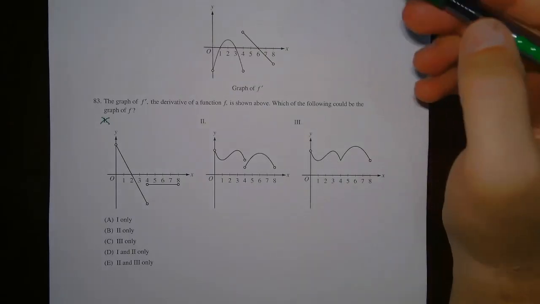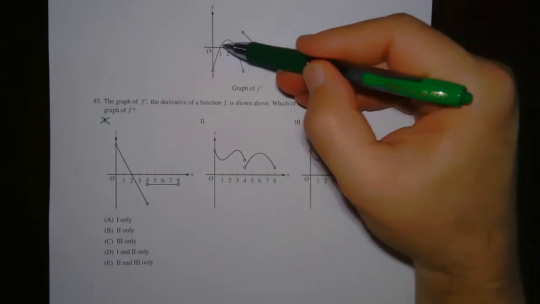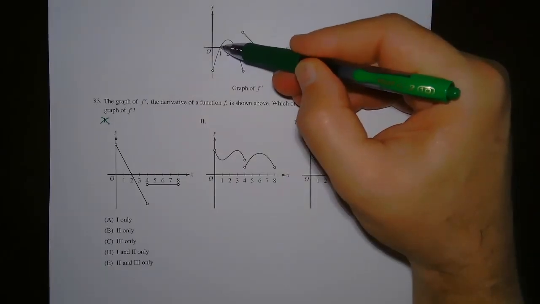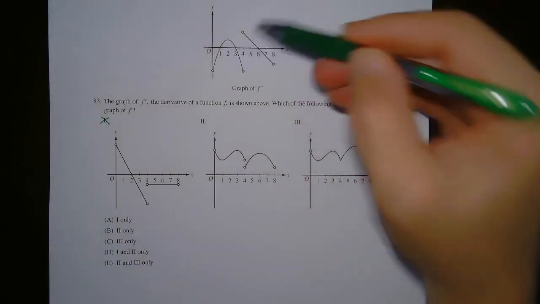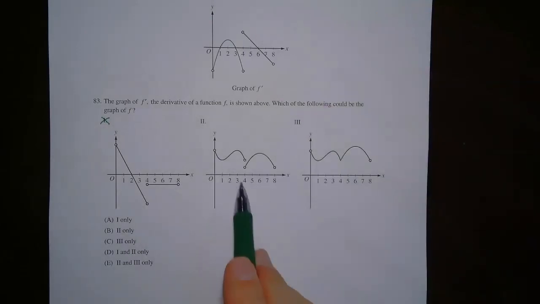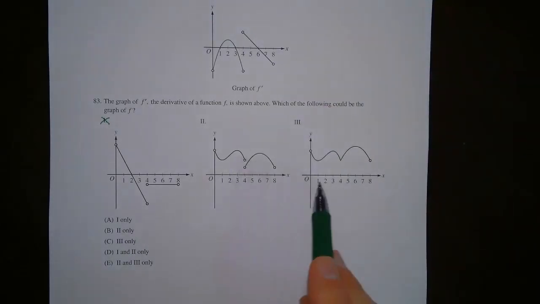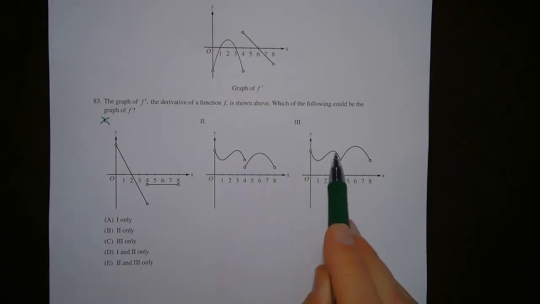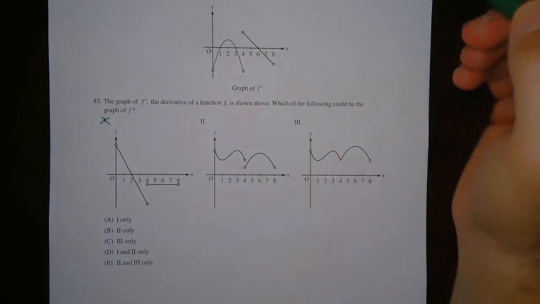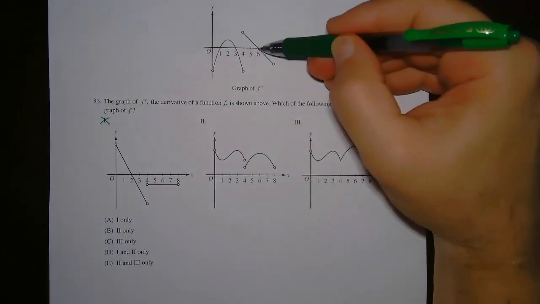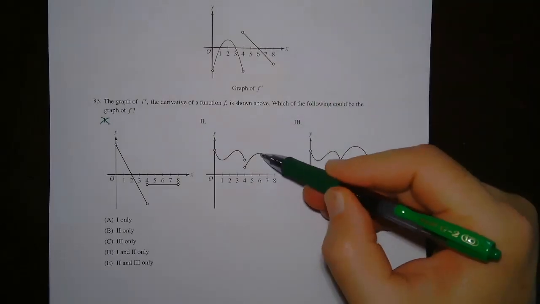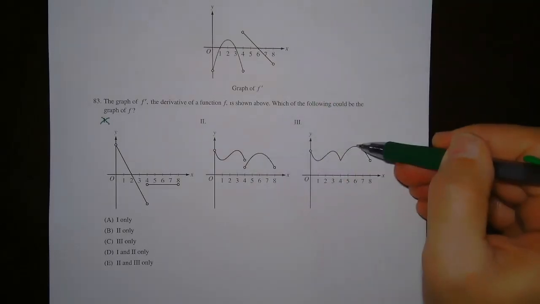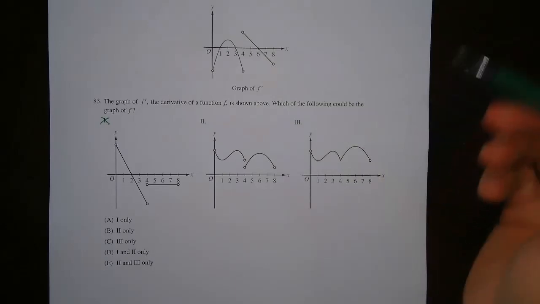Okay, and then we have, I should have said this too. Because the derivative is 0 at 1 and at 3, we have horizontal tangents at 1 and at 3, right? We also have a horizontal tangent at 6, right? So 6, yes, that works. Yes, we have a horizontal tangent there at 6, okay?